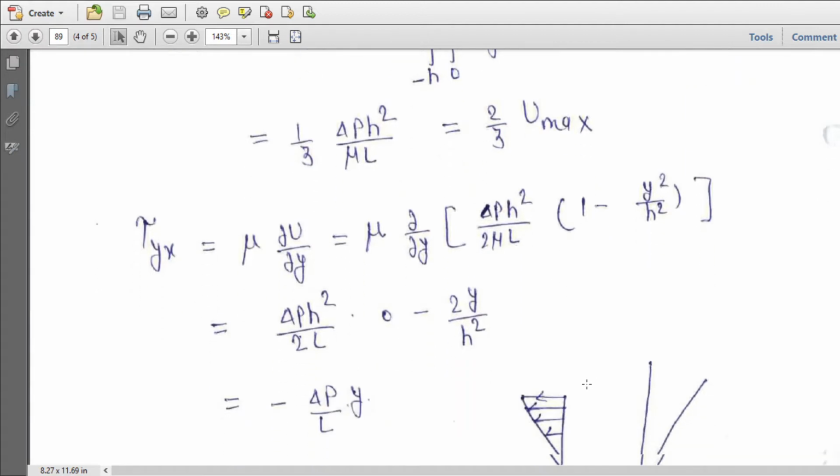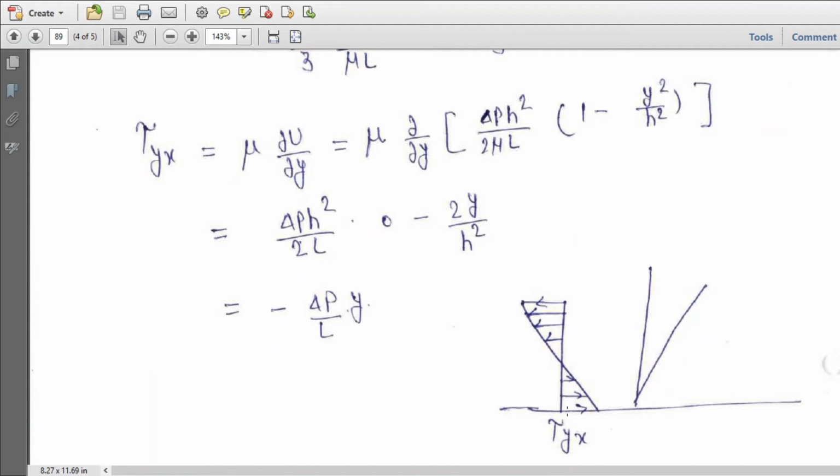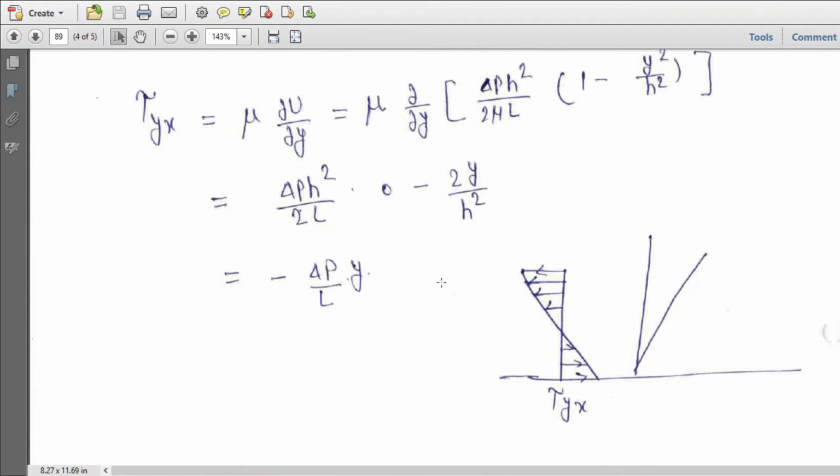Now we can see the expression of shear stress, tau yx equals mu du upon dy. We have the expression of u, so take the derivative of that. You will get delta P h square upon 2 mu L into 0 minus 2y upon h square inside the bracket. You will get tau yx equal to minus delta P by L into y. This is how the shear stress profile will look.